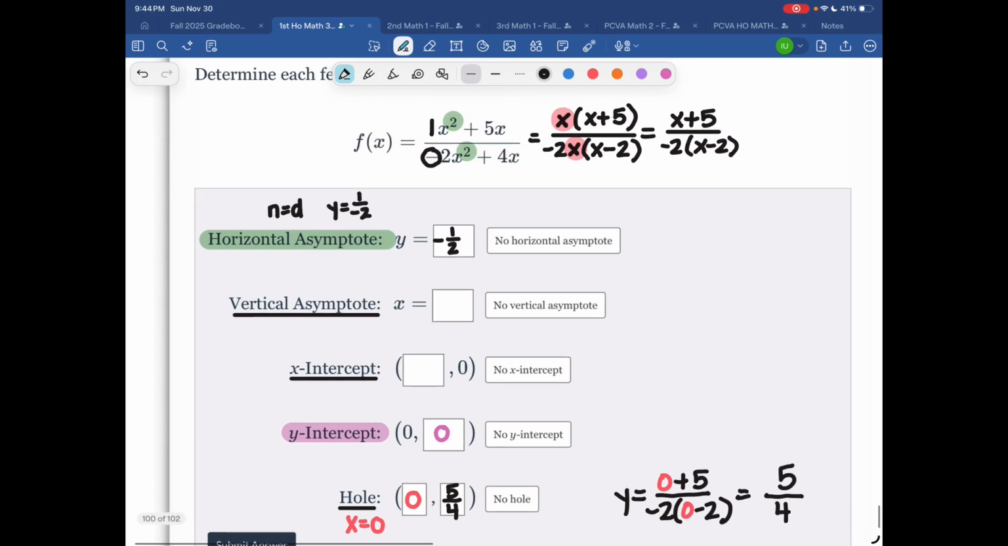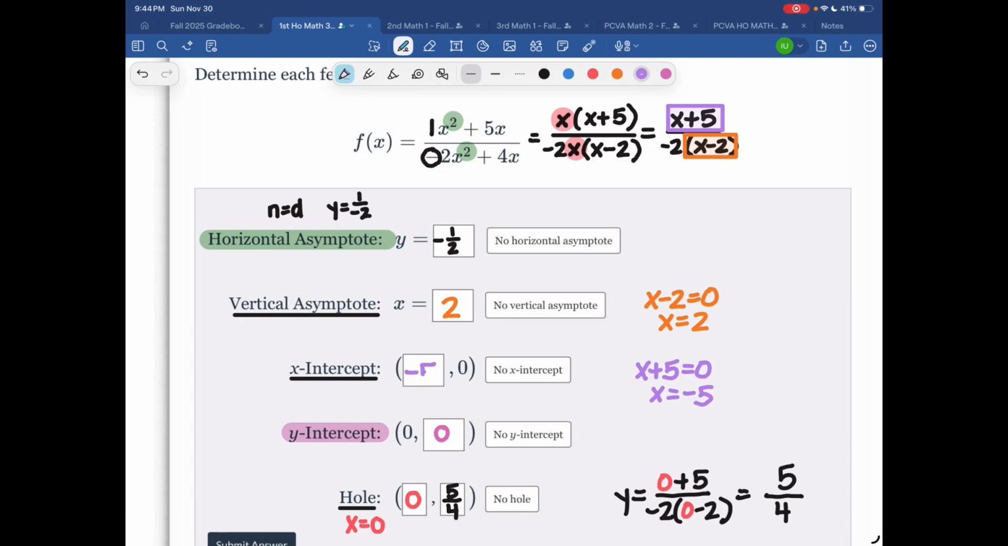All right, so now that we've done that, what's left? Well, the vertical asymptote is what's left in the denominator. Now, this doesn't have an x anymore because we canceled that out right here. So all we're going to do is look at the x minus 2 piece. We're going to say x minus 2 equals 0, so x equals 2. So we have a vertical asymptote at 2. And then what's left in the numerator, x plus 5, that's going to be my x-intercept. So x plus 5 equals 0, so we have x equals -5.